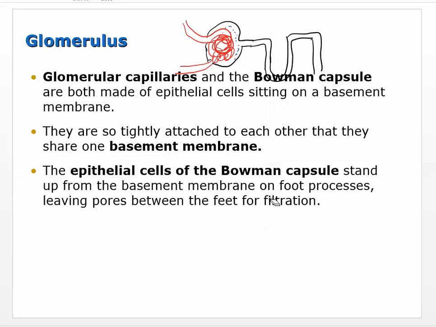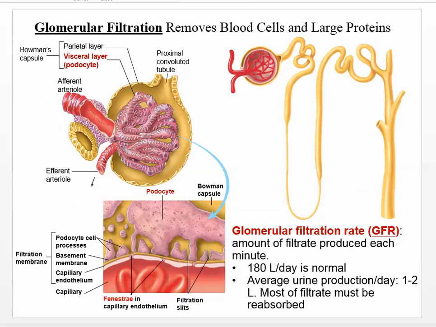Okay, all right. So glomerular capillaries and the Bowman's capsule are both made of epithelial cells sitting on a basement membrane. They're so tightly attached to each other that they share one basement membrane. The epithelial cells of the Bowman's capsule stand up from the basement membrane on foot processes, which we'll look at in the next slide, leaving pores between the feet for filtration. So remember that. That's what's going on in the glomerulus. That's the job of the glomerulus.